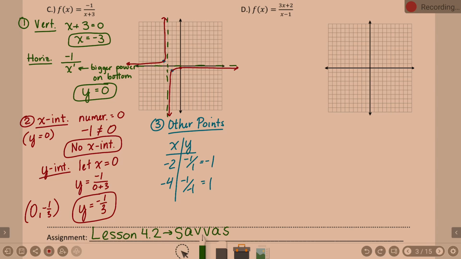3x plus 2 over x minus 1. Can you stay ahead of me? Step 1, I like to do my asymptotes. That gives me an idea of what my graph is going to look like. And again, in Savas, that's going to eliminate half your answers. Set your denominator equal to 0. So vertical asymptote of x equals 1. So vertical, going up and down, x equals 1.